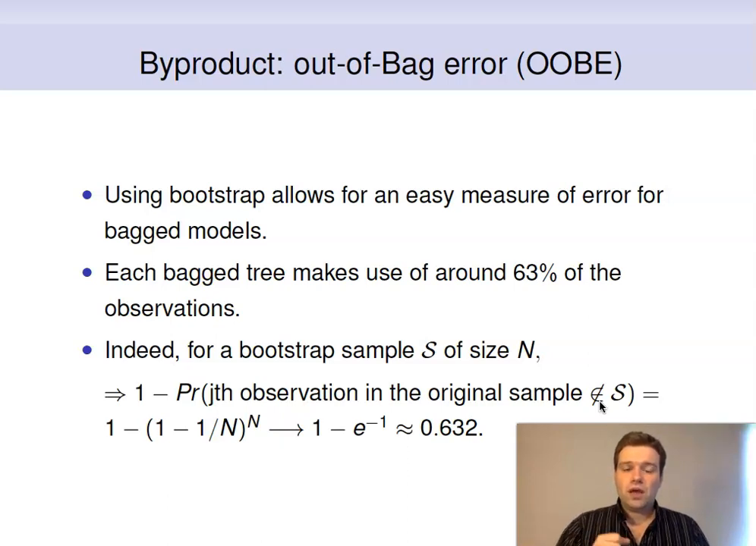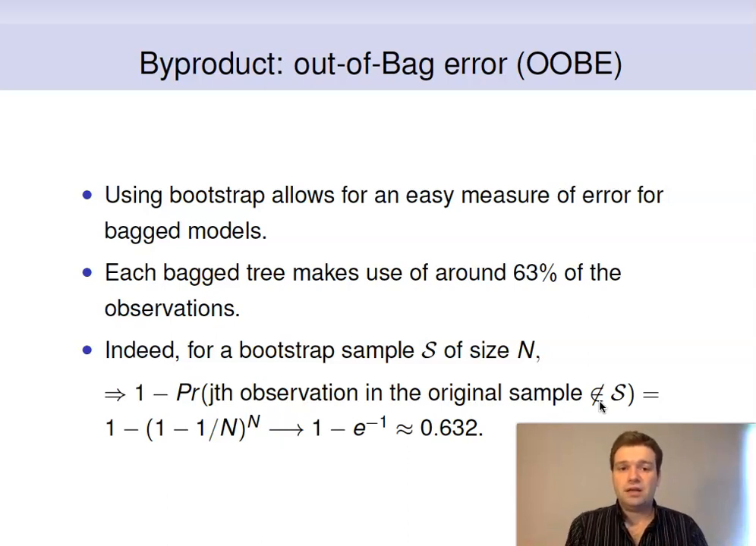At each draw, we have a probability 1 over n that the jth data is drawn. In a bootstrap sample, we have n independent draws. At the first draw, the probability that the jth observation is drawn is 1 on n. At the second draw, we again have a probability 1 on n, and so on. What is the probability that j is never sampled? This is the probability that j is not sampled at the first draw, not at the second draw, not at the third draw, and so on.